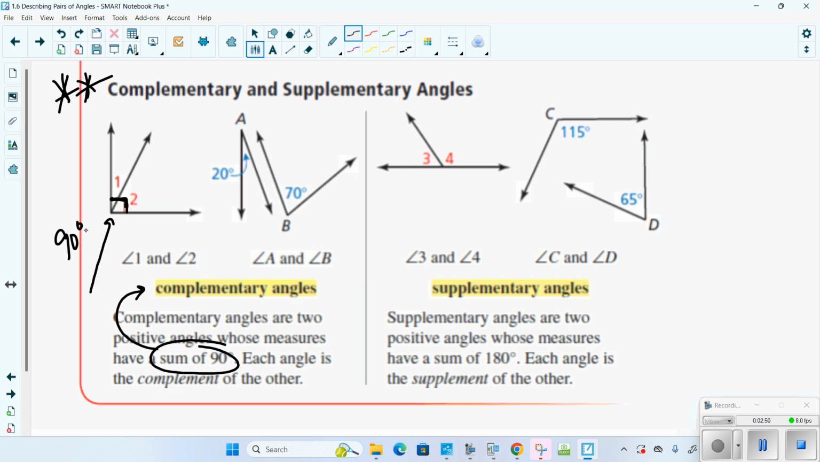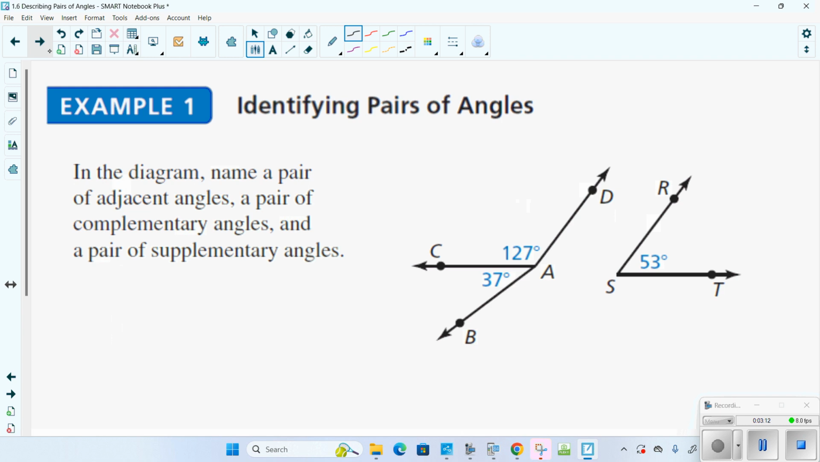So now the next one, supplementary. Supplementary is the sum of two angles that add up to 180. So notice this one right here is supplementary because it makes a straight angle. We already know that straight angles are 180 degrees. So 115 plus 65 adds up to 180. Those angles are supplementary. With that being said, now in the diagram, name a pair of adjacent angles, a pair of complementary angles, and a pair of supplementary angles.